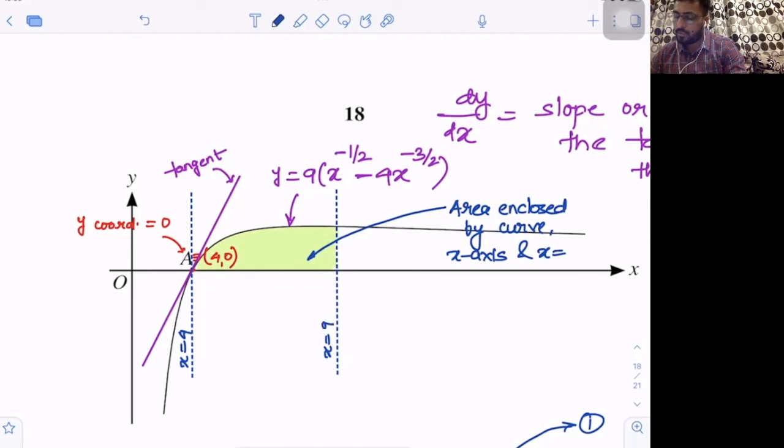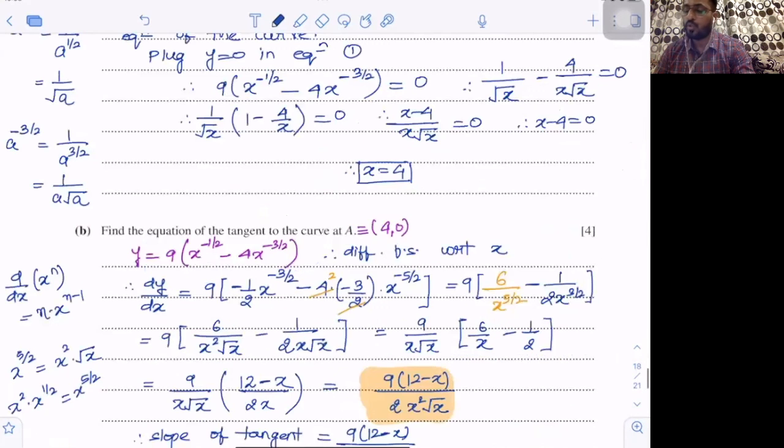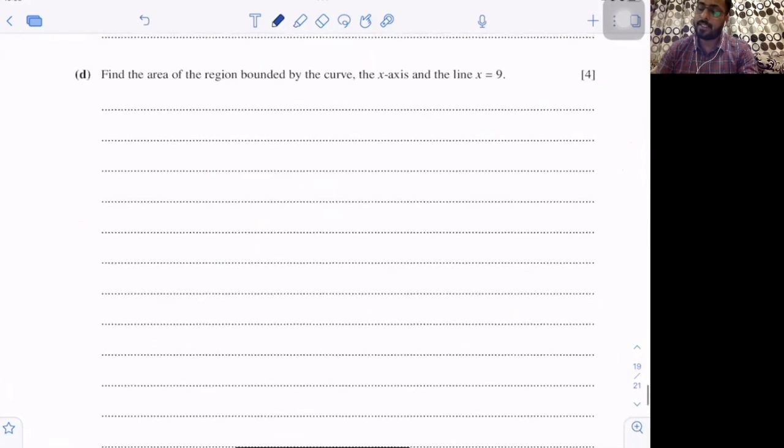So we know that this line was x equal to 4 and the line x equal to 9. So I want to get this area, right? So this is integration, right? So you want to simply integrate. And what are the vertical boundaries? The vertical boundaries are x equal to 4 to x equal to 9. So the area of the region bounded by the curve, the x-axis and the line will become integration of, and the limits are from x equal to 4 to x equal to 9, right?